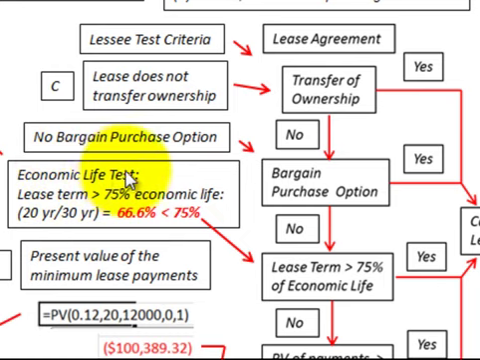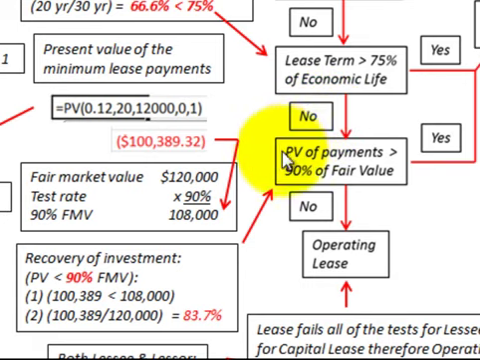So we have an economic life test. Is the lease term greater than 75% of the economic life? The lease term in this case was 20 years and the economic life is 30 years, so you divide the 30 years into the 20 years and you get 66.6% for the economic life test. So it's less than the 75%, so it failed the test. The lease term would have to be greater than 75% of the economic life. Again, we failed this test, so we would have to move on to our next test.